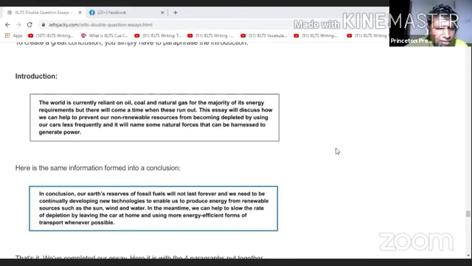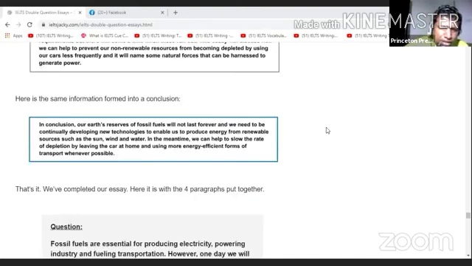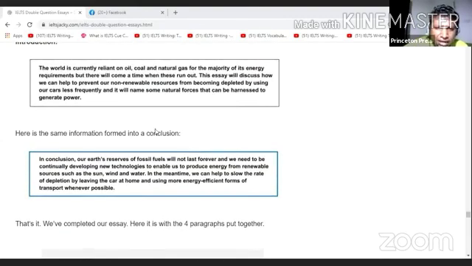Let's see how they're written. Introduction, what was the introduction? The world is currently reliant on oil, coal, natural gas for the majority of its energy requirements, but there will come a time when these run out. This essay will discuss how we can help to prevent our non-renewable resources from becoming depleted by using our cars less frequently, and it will name some natural forces. How can we write it? Harness. Okay, we know that.